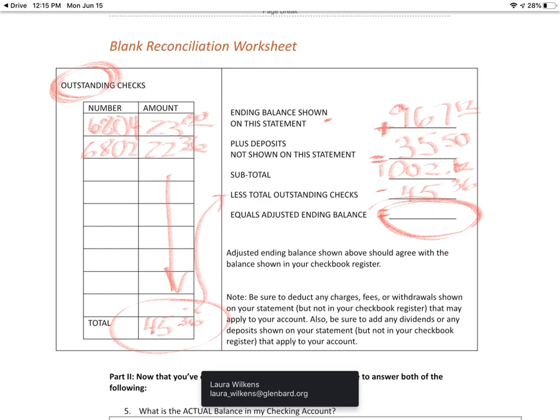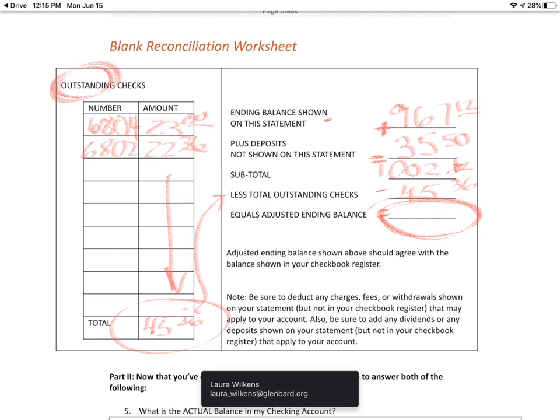So that is how you do a reconciliation worksheet. And like I said, this worksheet is very handy. You need to have your bank statement and you have to have a check register. But I doubt you'll be doing any of this because everything is so digital for you and it's not going to be this old school way. But you still kind of have to understand the process. So thank you, and please let me know what other questions you might have.